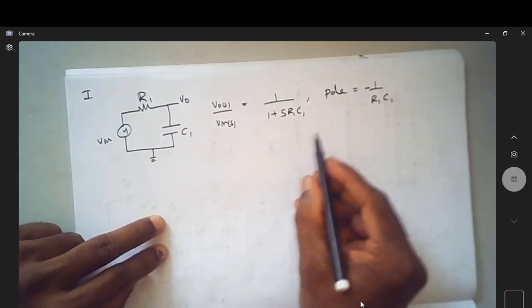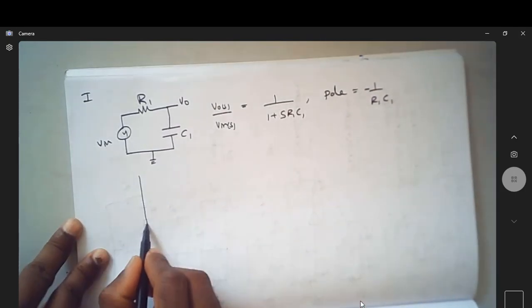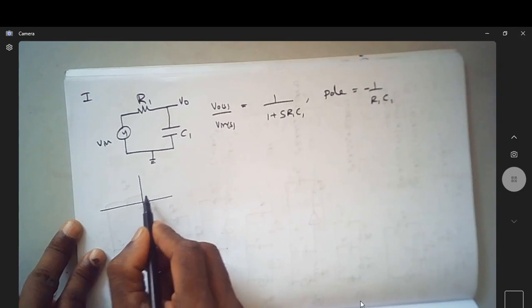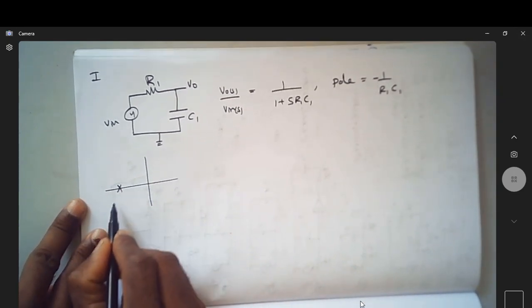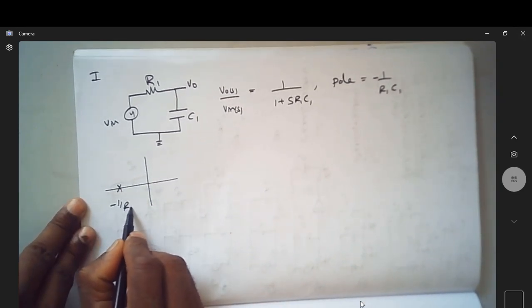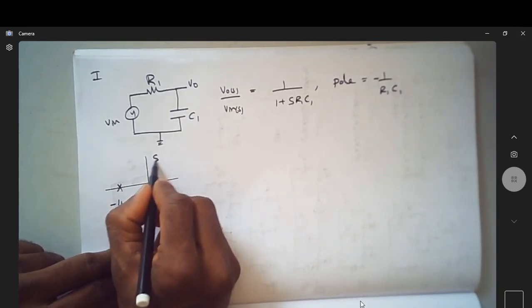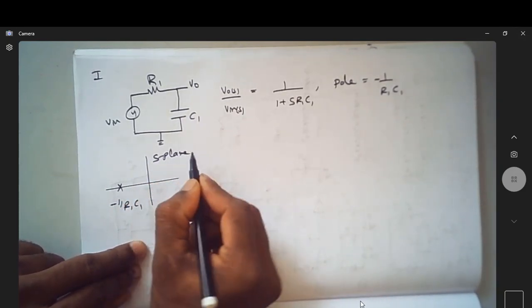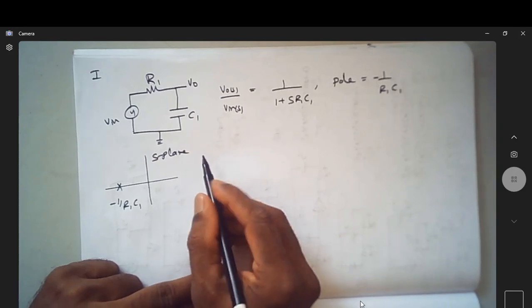So I can certainly write the pole-zero representation of this. The pole comes out to be at minus 1 over R1 C1. So this is my S-plane representation of that pole.